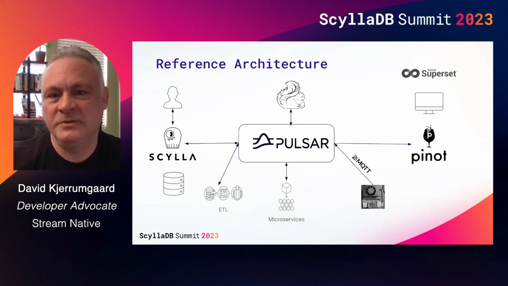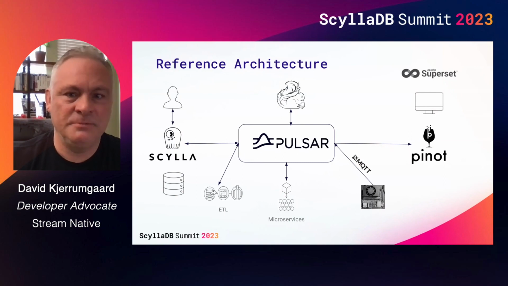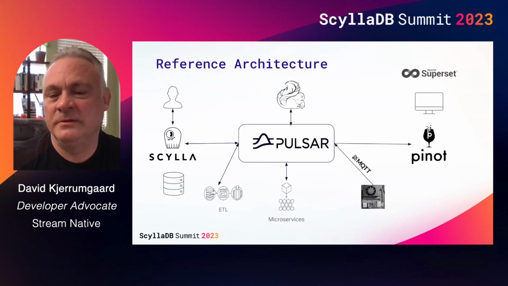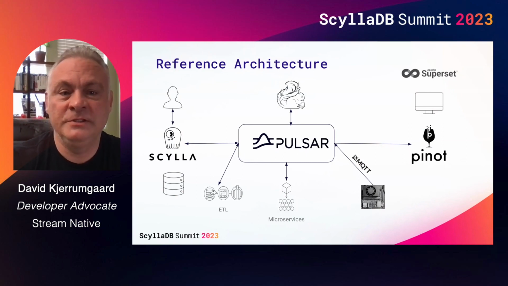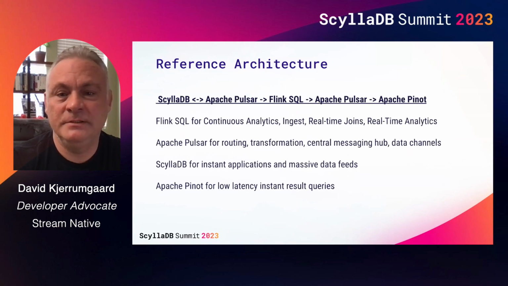You can also do some additional analytics with visualization tools, things like Apache Pinot or Superset, these other query tools that you can either point directly against Pulsar, or you can point at other different data sources as well. So this is the data in, data out reference architecture that we envision for Pulsar and ScyllaDB working together. Next slide, please.